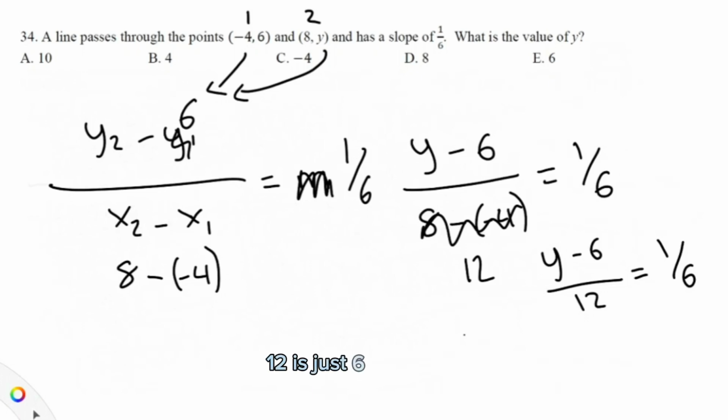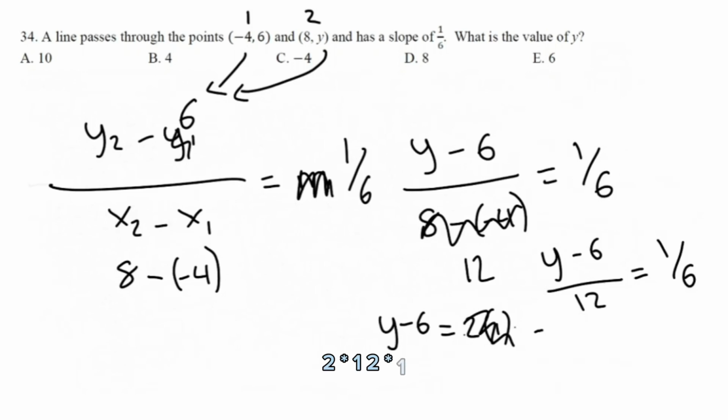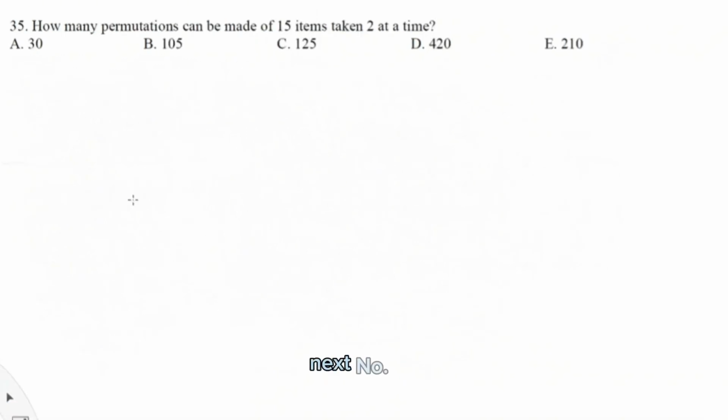12 is just 6 times 2. So if 12 is 6 times 2, that means y minus 6 is going to be 2 times 1. 2 times 1, that's just 2. So that means y minus 6 equals 2. If y minus 6 equals 2, then y equals 8. And that's your answer. Next, number 35.